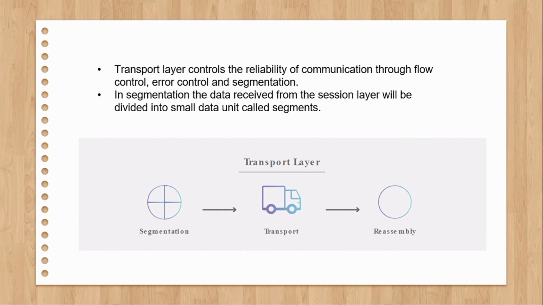For error control, if some data does not arrive at the destination, the transport layer uses the automatic repeat request scheme to retransmit the lost or corrupted data.